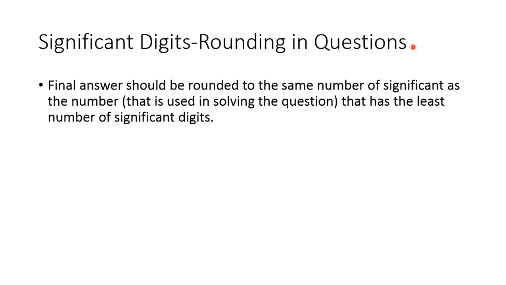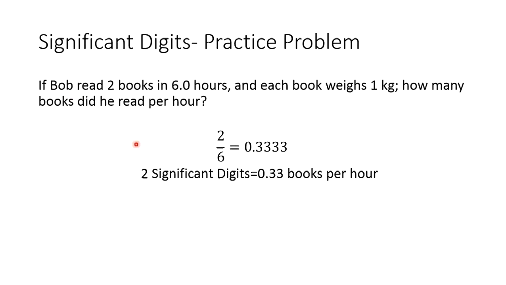So, significant digits and rounding. Final answers should be rounded to the same number of significant digits as the number that has the least number of significant digits. I know that, when I say it theoretically, it doesn't really make much sense, so let's do a practice question. If Bob read 2 books in 6.0 hours and each book weighs 1 kilogram, how many books did he read per hour? It's a simple division question, there are no tricks involved.